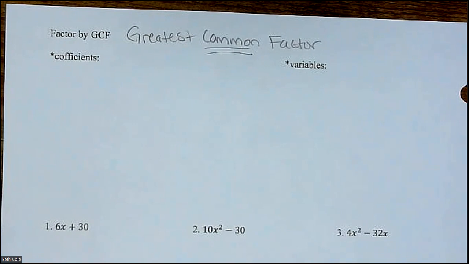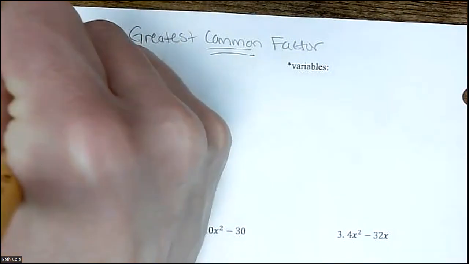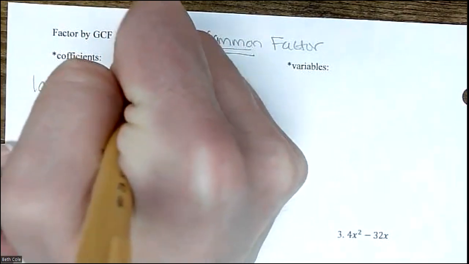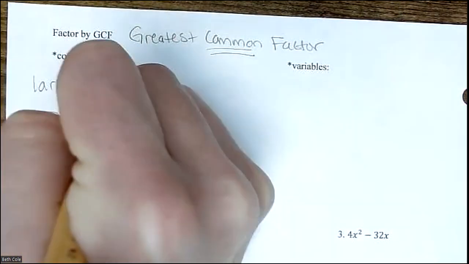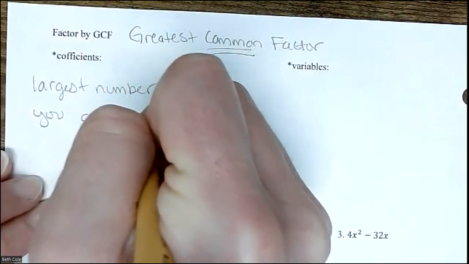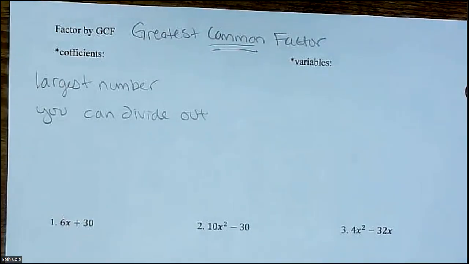So for your coefficients, it's going to be the largest number you can divide out. I'm going to show you, there are plenty of examples here. And also Desmos will do this part for you. It won't do the variables, but it'll do this part for you. And I'll show you in just a second. Largest number you can divide out.